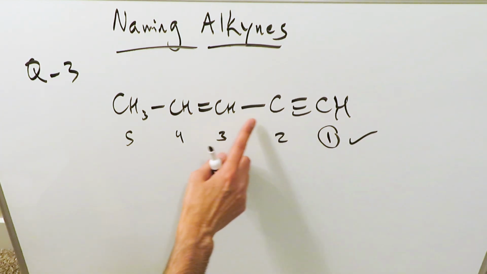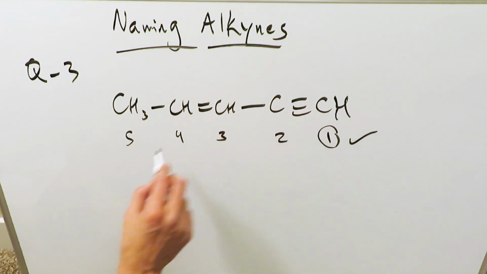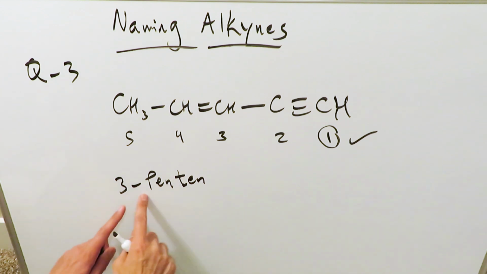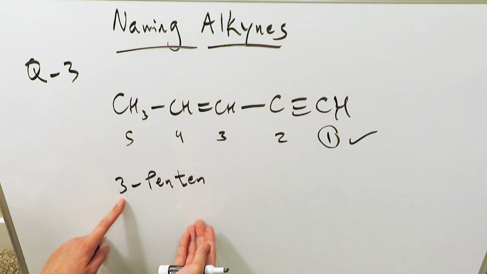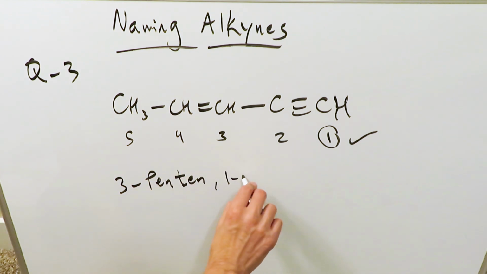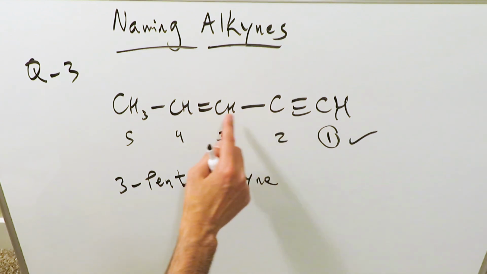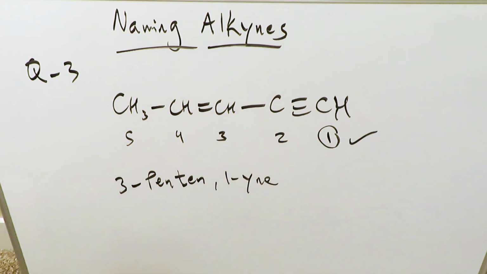How do we name this? We have a 5 carbon chain. We'll say here we have 1, 2, 3. We'll do 3-pentene to indicate my alkene group is on number 3 of this pentane, which is now a pentene because of the double bond. But then I'll say here 1-yne because now my alkyne functionality is on carbon 1. 1, 2, 3, 4, 5, 3-pentene, 1-yne, and this here is a correct name.